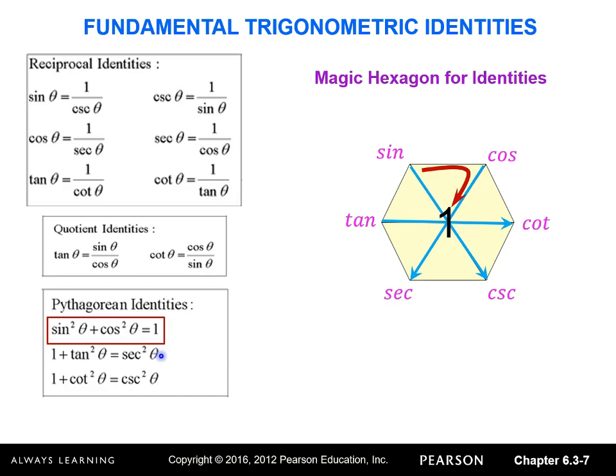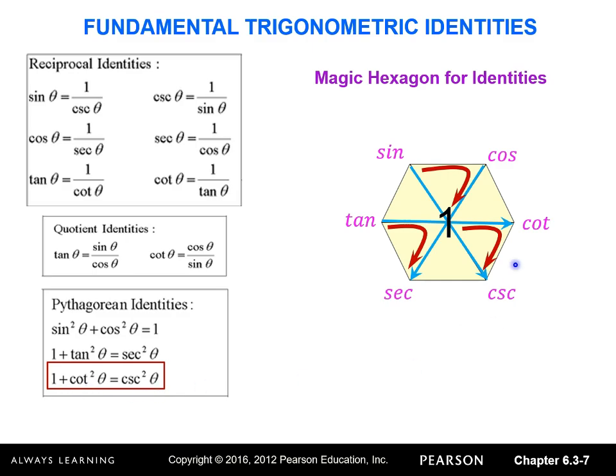For the second Pythagorean identity, tangent squared plus 1 squared, which is 1, is equal to secant squared. So tangent squared plus 1 is equal to secant squared, which is the same as 1 plus tan squared. Then for the last, the arrow is like that: 1 plus cotangent squared is equal to cosecant squared.